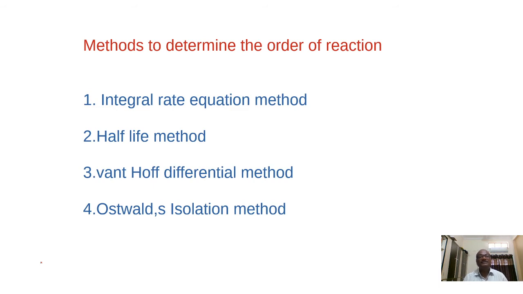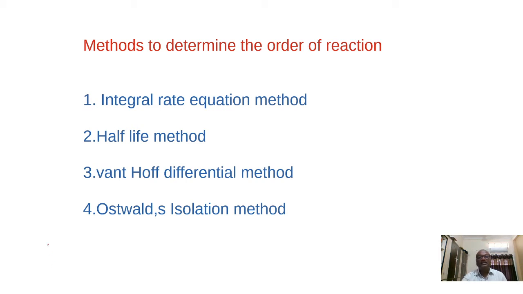Now let me discuss the methods to determine the order of reaction. How to determine the order of reaction? Already we have discussed the order of reaction is nothing but the sum of powers of concentration terms in the rate equation. How is this rate equation arrived? Based on experimental studies. So with the help of experiments, we collect the data, and with the help of that data, we can determine the order.